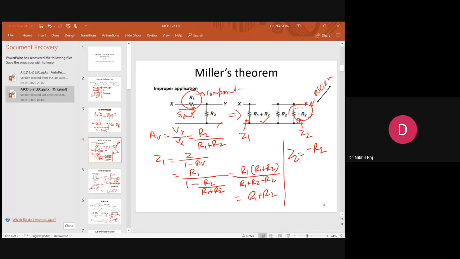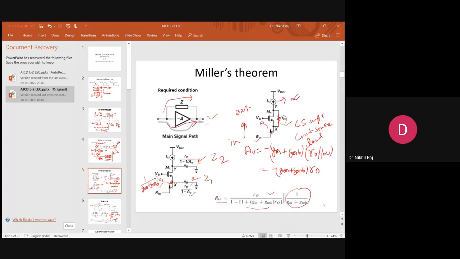This means Miller's theorem must have some restrictions. So what are those restrictions? The restriction is that we can apply Miller's theorem when the signal is not in the main path. For example, you see this, the main signal path is this path, and Miller's theorem I am applying parallel to this. So this is a valid platform to apply Miller's theorem.